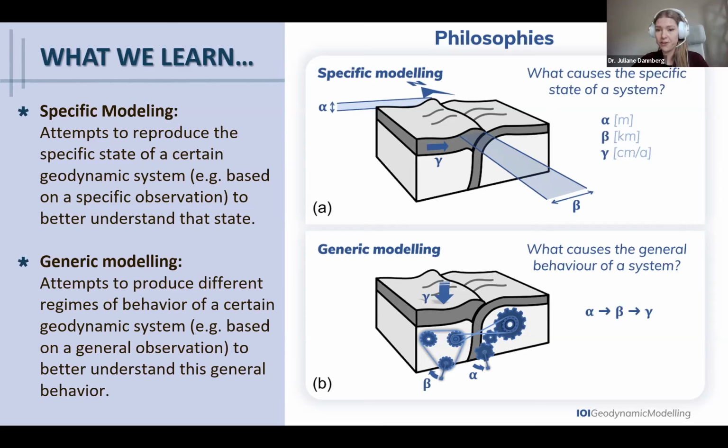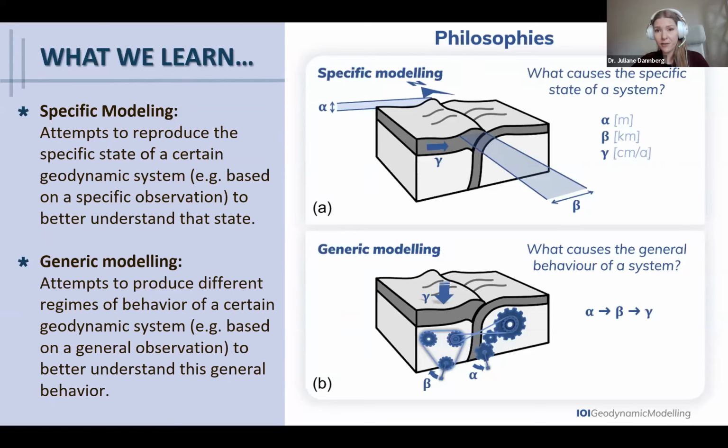Another approach would be generic modeling, where the idea is we want to answer the question, what causes the general behavior of a system based on a general observation? If we stay with the example of the subduction zone, we might want to know, why do some subduction zones show trench advance and others show trench retreat? Again, we might want to run a number of models, some showing each of these different behaviors, and figure out what processes actually cause us to see one or the other in a given subduction zone. We would then better understand the general behavior of that system.